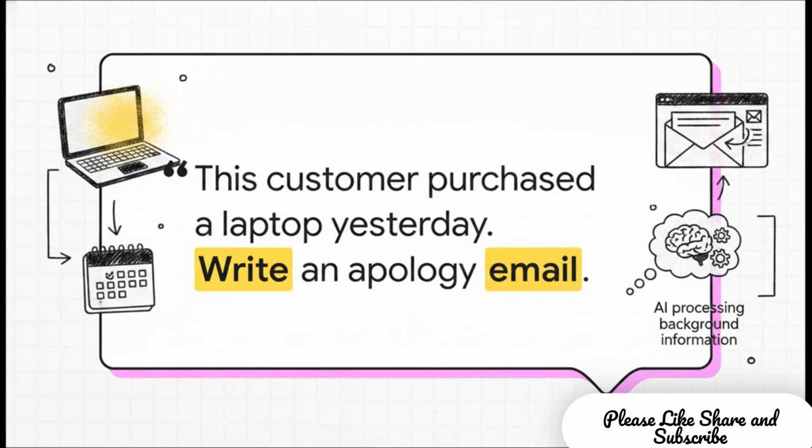Then, we've got the contextual prompt. "This customer purchased a laptop yesterday. Write an apology email." By feeding the AI that crucial background information right up front, you completely change the accuracy and the relevance of the output you get back.